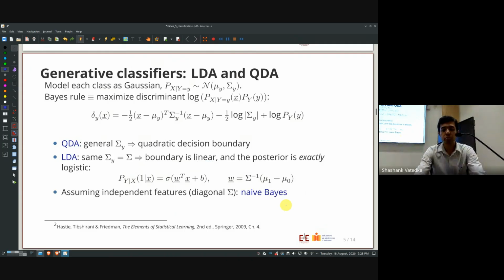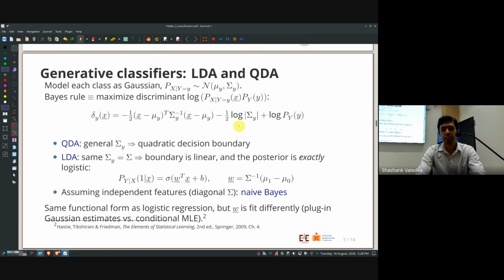All right. And if you also encode additional assumptions, for example, that the covariance matrix sigma is also diagonal, then you get what is called the naive Bayes classifier. All right. So now you could use a completely different approach, which is you use logistic regression to directly get p(y given x).